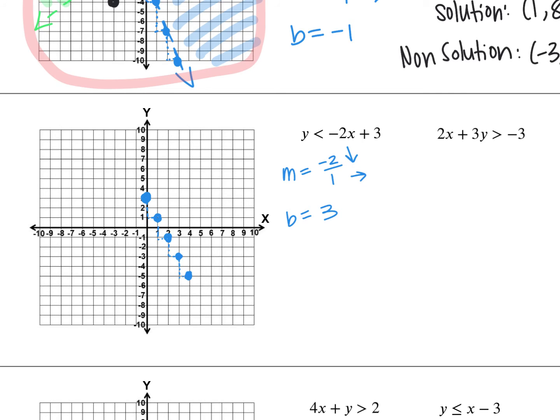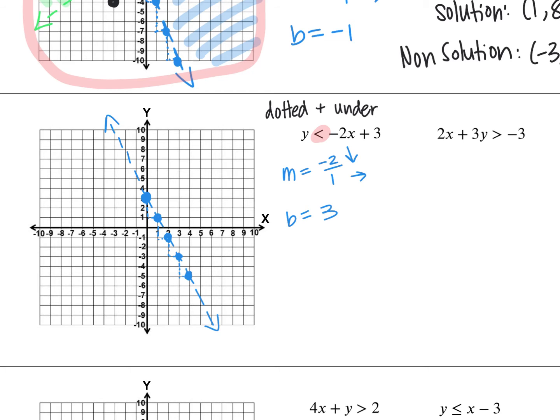Now let's look at that inequality sign. So we have a less than sign. Less than means we are going to have a dotted line and we're shading under the line. If it's a dotted line, that looks like this. And we're going to go up this way and make sure you extend the line throughout the graph.